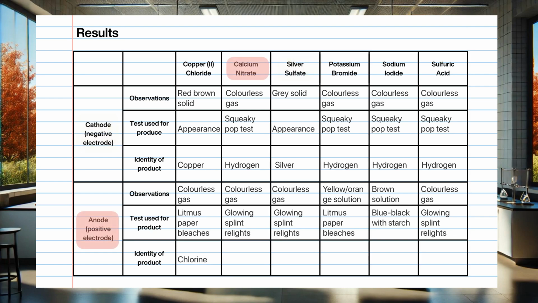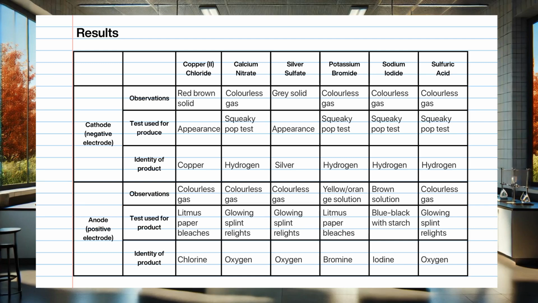For calcium nitrate, silver sulfate, and sulfuric acid, a colorless gas was observed at the anode, which relit a glowing splint. Therefore, the gas produced at these anodes was oxygen. For potassium bromide, a yellow-orange solution formed at the anode that bleached damp litmus paper. The yellow-orange color and the bleaching of damp litmus paper confirms it is bromine. Finally, for sodium iodide, a brown solution appeared at the anode, which turns blue-black on the addition of starch. Hence, it is iodine.